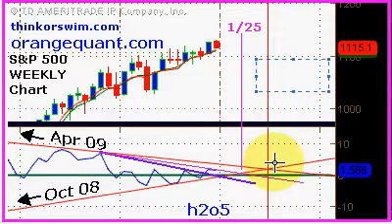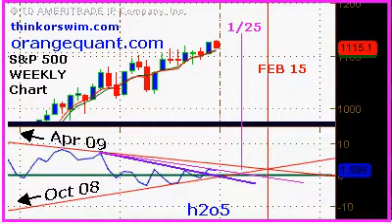Okay, right off the top, this intersect down here between these two red trend lines happens to be February 15th. So on February 15th, that would be the week of February 15th, we should expect that to be the last week of whatever trend the S&P happens to be in at the time. And after that, a pretty sharp reversal.